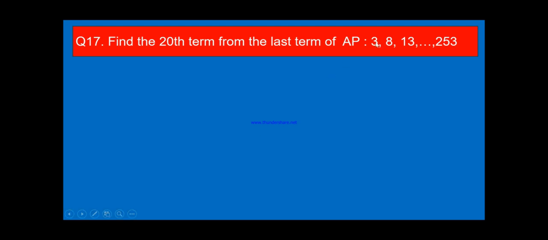You see here, this is the given arithmetic progression. The first term is 3, the second term is 8, the third term is 13 and so on. The last term is 253. Now this is the last term.